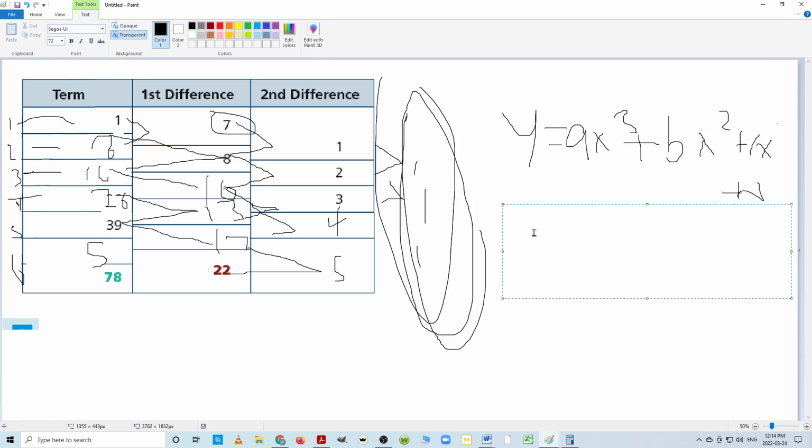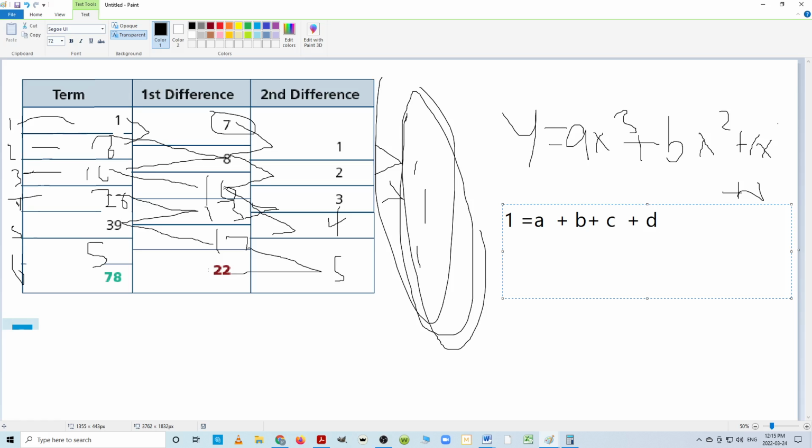And I could say, well, I know for term 1, y, the actual term, is 1. So I could say a1 cubed, because that's the first term. Well, 1 cubed is 1. So 1 is going to be a, and bx squared is b, and when x is 1, cx is c, plus d. So right away I know a plus b plus c plus d is equal to 1.